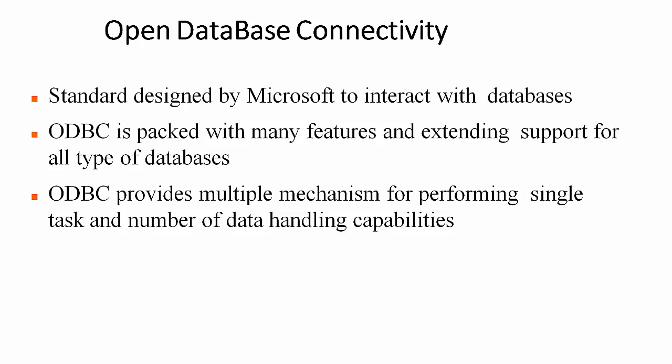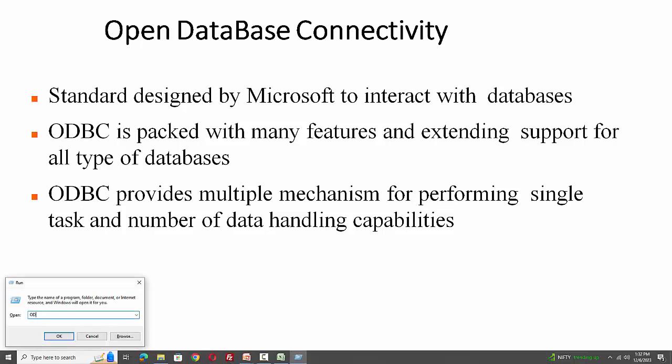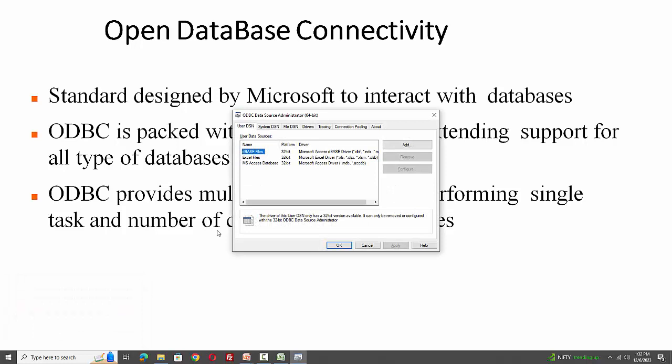For example, if you want to connect with ODBC, you can do so by using a command. Here I am going to type the command odbcad32.exe. When you open the ODBC, open database connectivity, you can connect with the data source name. Here you have user DSN, system DSN, file DSN, drivers, tracing, connection pooling, and about. In connection pooling, you can see that SQL Server has 60 seconds for timeout.